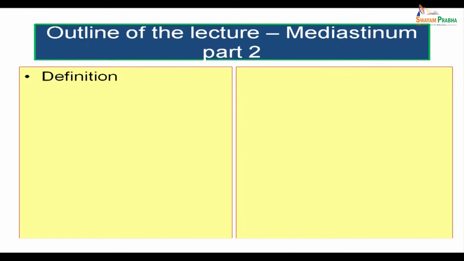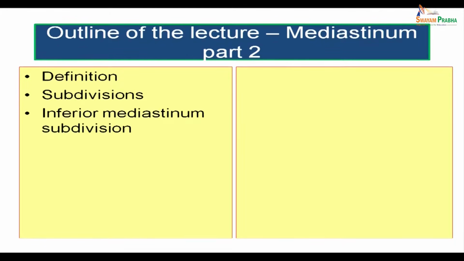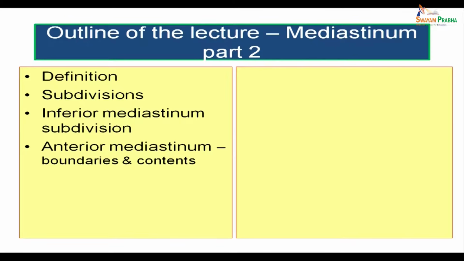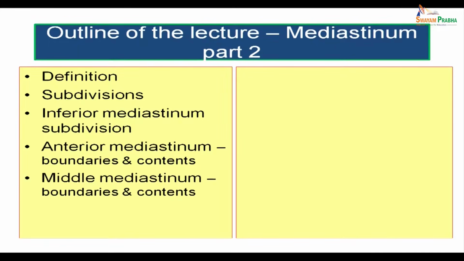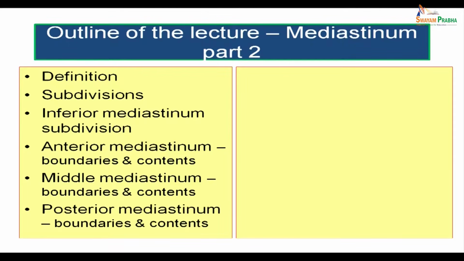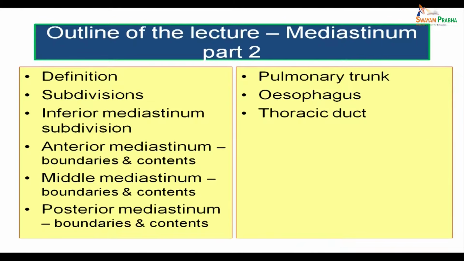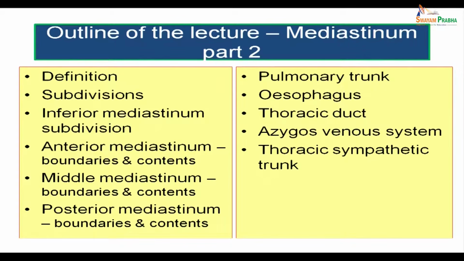We are going to define what is mediastinum, and what are the subdivisions of mediastinum. We'll talk about the inferior mediastinum subdivisions, the anterior mediastinum boundaries and contents, the middle mediastinum boundaries and contents, and similarly the posterior mediastinum boundaries and contents. We'll be talking in detail about some of the structures which are present here, that will be the pulmonary trunk, the esophagus, the thoracic duct, azygous venous system, the thoracic sympathetic trunk, and we'll conclude this by summarizing the topic.